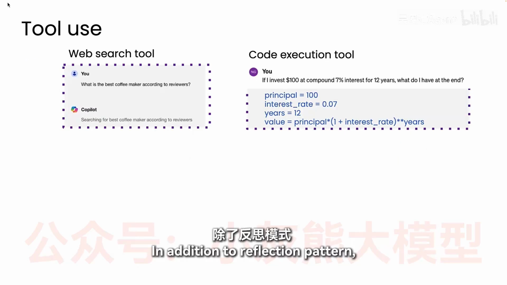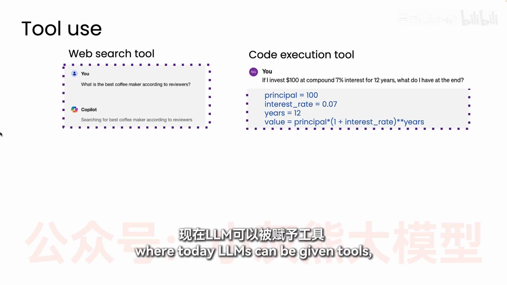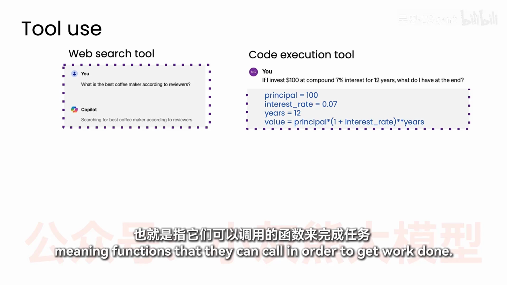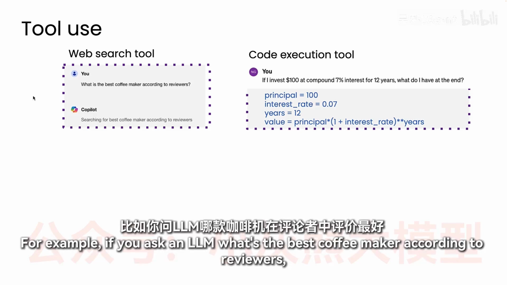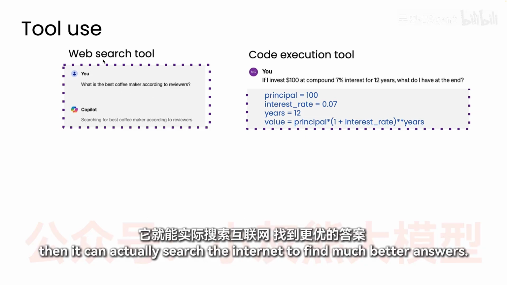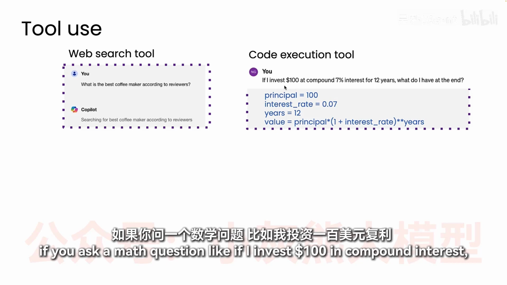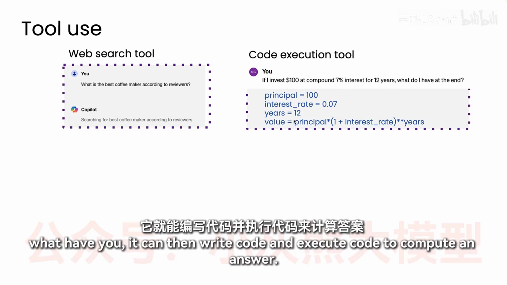In addition to the reflection pattern, the second important design pattern is tool use, where today LLMs can be given tools, meaning functions that they can call in order to get work done. For example, if you ask an LLM, what's the best coffee maker according to reviewers, and you give it a web search tool, then it can actually search the internet to find much better answers. Or a code execution tool. If you ask a math question like, if I invest $100 at compound interest, what will I have in, it can then write code and execute code to compute an answer.